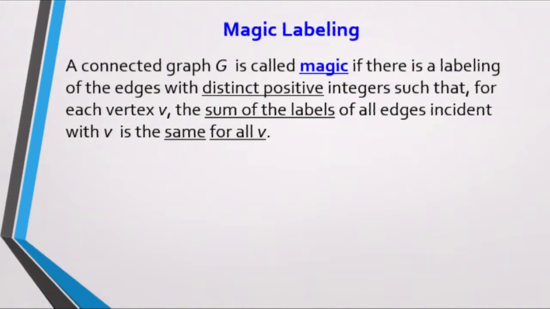Okay, so what is a magic labeling? A connected graph G is called magic if there is a labeling of edges with distinct positive integers such that for each vertex V, the sum of the labels of all edges connected to that vertex is the same for every vertex. I think we need to look at some examples here. We are going to now start with labeling edges.